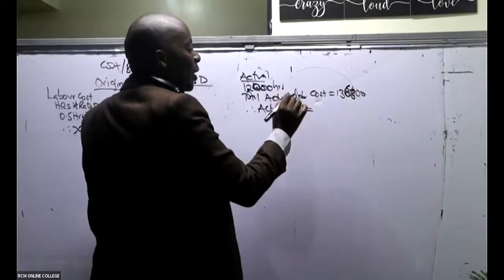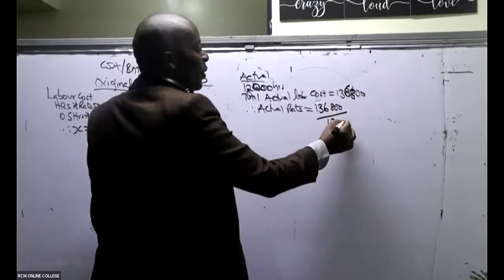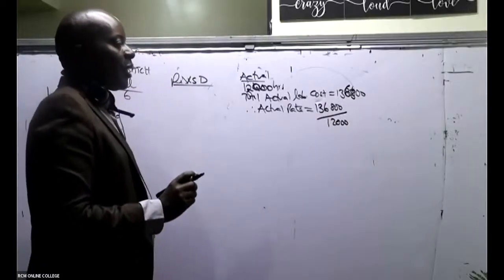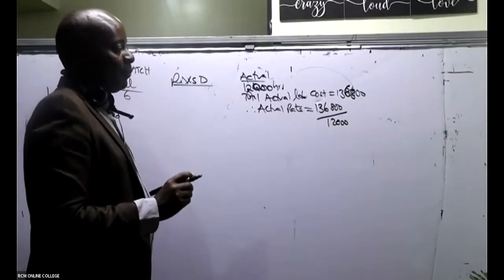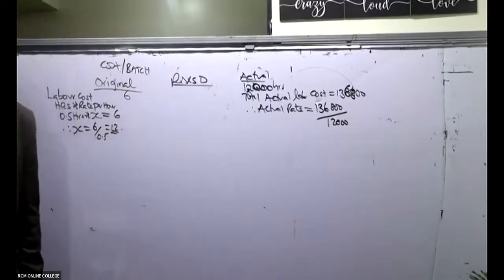And therefore, the actual rate will be equal to the actual labor cost of 136,800 divided by the hours. We don't have to get the division. This will be the actual rate in terms of dollars per hour. It shall make sense. So what are they telling us next?